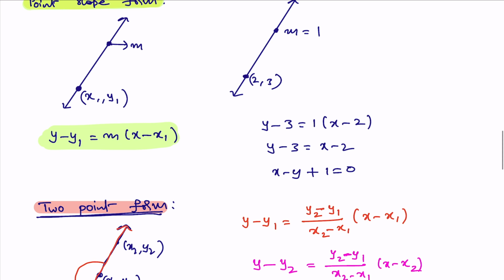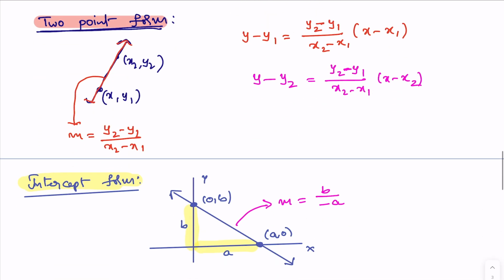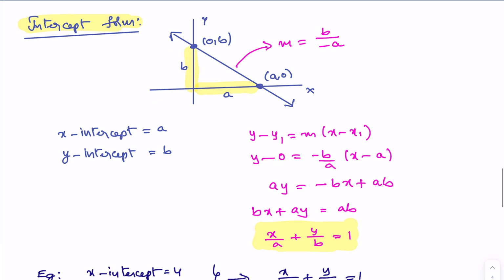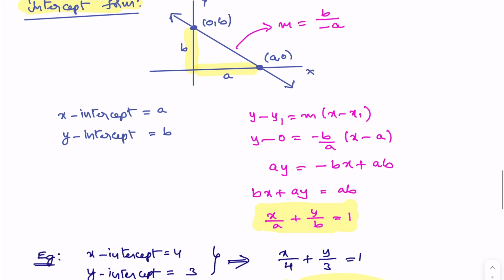If you know 2 points on the line, then we can find its line equation. What is the formula? y minus y1 is equal to y2 minus y1 divided by x2 minus x1 into x minus x1. Intercept form: to find the line equation, they give x-intercept as a, y-intercept as b. Then what is its line equation? x by a plus y by b is equal to 1. Right.